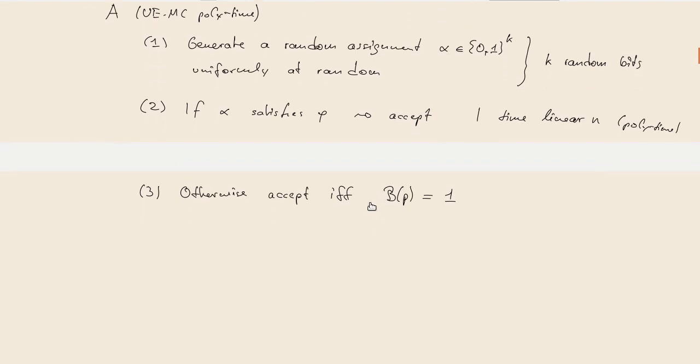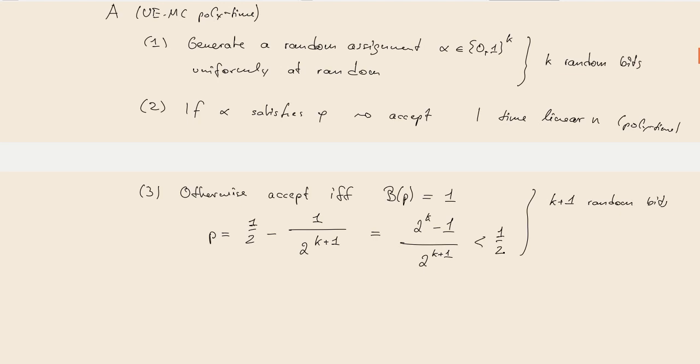And this probability is given by 1/2 minus a very small quantity. We can write that as one fraction, which helps to see that we can easily simulate a random coin flip with that probability by drawing k plus 1 random bits. And if these random bits correspond to the binary representation of a number that is at most 2 to the k minus 1, then we return 1, otherwise we return 0 for this coin flip. So that's one of the coin flips that we can precisely simulate. And let's just note for reference that p is a tiny bit less than 1/2.